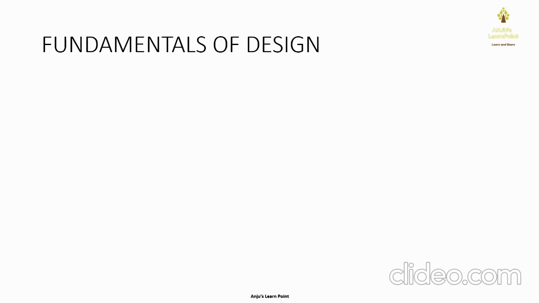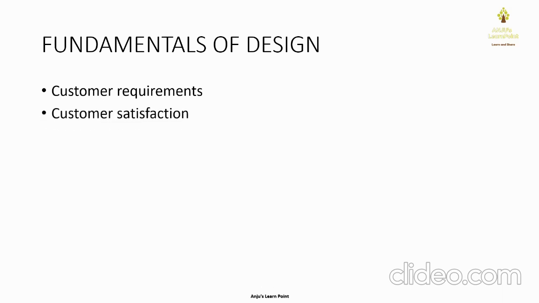First is the fundamentals of design. That is, when we are going to design some product, what are the fundamental criteria or constraints we have to keep in mind? So the first thing is customer requirement. That is, we have to understand and find out what our customer wants. Second is customer satisfaction. That is, we have to think of a way to give them what they want, that is, to satisfy the customer.